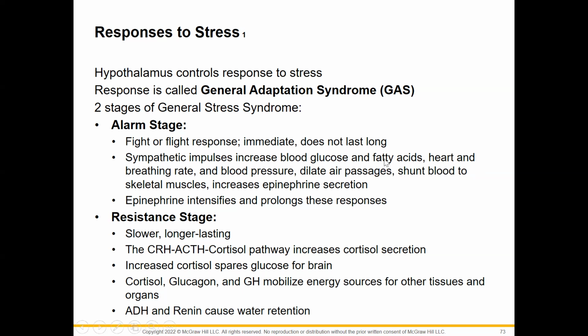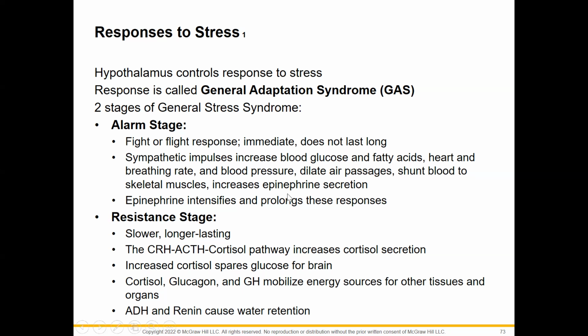Your airways are dilated. When something is dilated, it is opened. You want to get more air into your lungs so that you're getting more oxygen into your bloodstream and to those muscles that need it. You shunt blood to the skeletal muscles. You gotta make sure those muscles are well fed so that they can help you run or fight the dog.